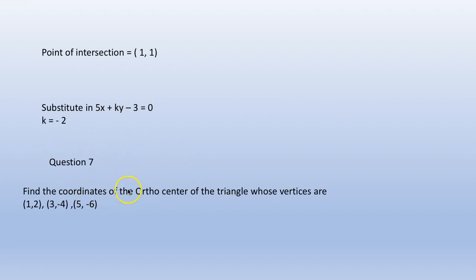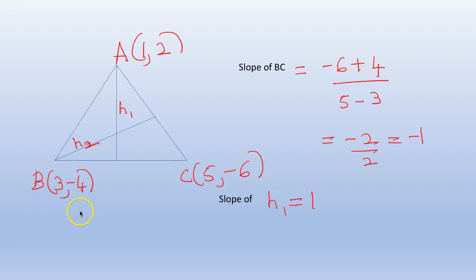Question 7. Find the coordinates of the orthocenter of the triangle whose vertices are 1, 2, 3, minus 4 and 5, minus 6. Now here, as I said in an earlier problem, orthocenter is the point of intersection of the altitudes. So let h1 and h2 be the altitudes. Now slope of BC will be minus 6 plus 4 by 5 minus 3, which is minus 2 by 2, which is minus 1. So slope of h1 is 1 and h1 passes through 1, 2.